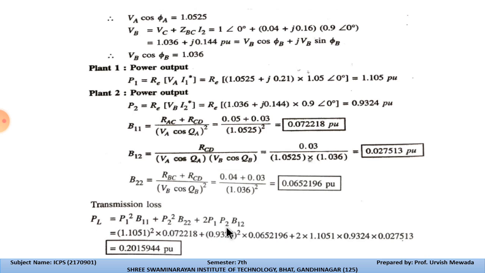The transmission loss equation that we have, PL is equal to P1 square B11 plus P2 square B22 plus 2 P1 P2 B12. We have all the values. After putting these values in this, PL will be 0.2015944 pu.